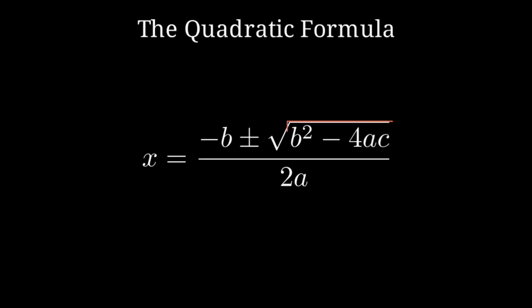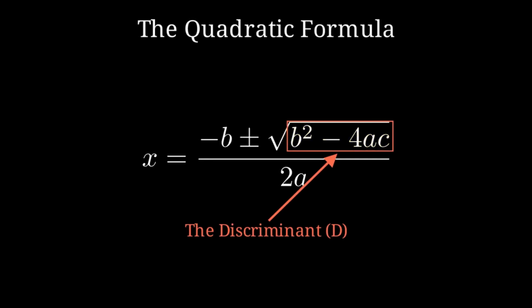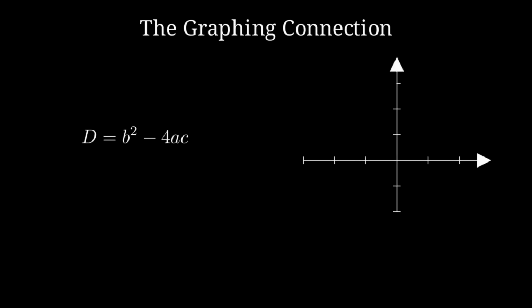The expression under the radical, b squared minus 4ac, is called the discriminant. This single value tells us the nature and number of the x-intercepts before we even begin graphing. When we graph a quadratic equation, the roots are the points where the parabola crosses the x-axis. By calculating the discriminant, we can predict exactly how many times the curve will touch or cross this horizontal line.